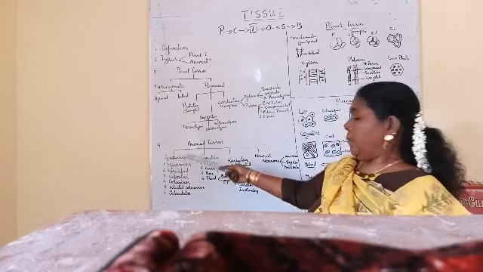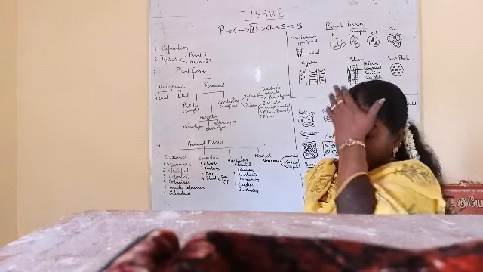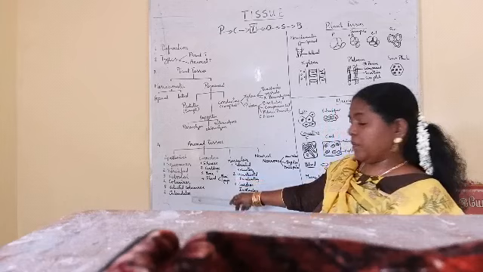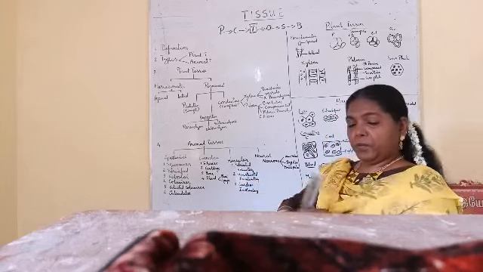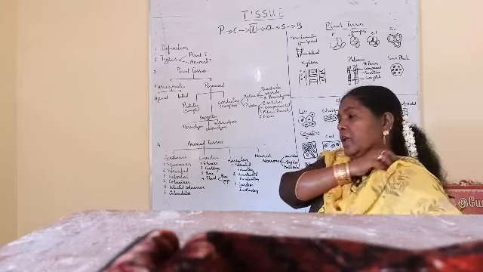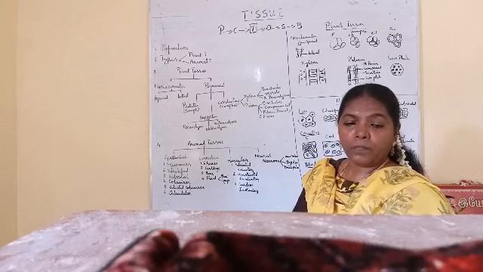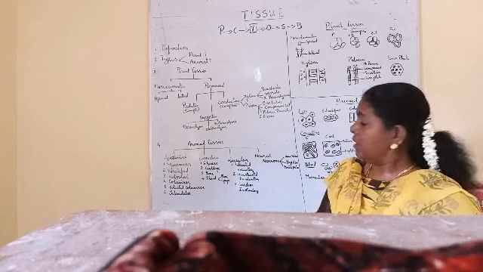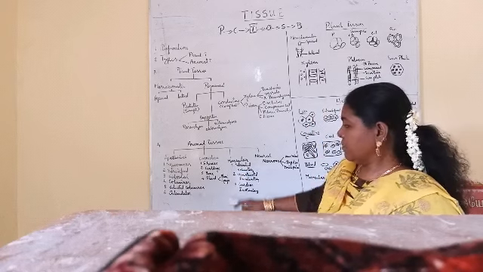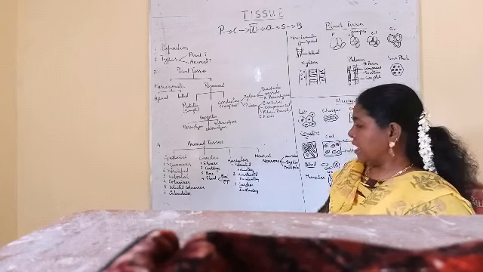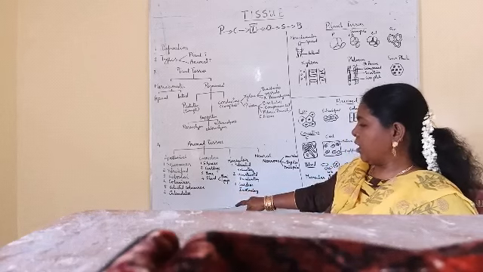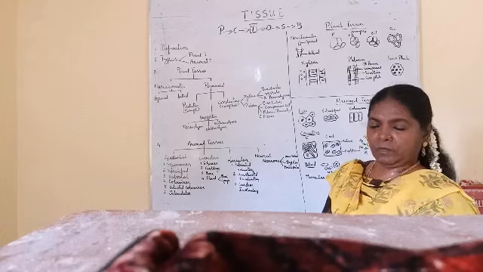Okay. Epithelial tissue. Epithelial tissue is made up of a number of types of epithelial tissues. Its main functions are protective and secretory. All these are the functions of the epithelial tissues. They are squamous epithelium, stratified epithelium, cuboidal epithelium, columnar epithelium, ciliated columnar epithelium, glandular epithelium.